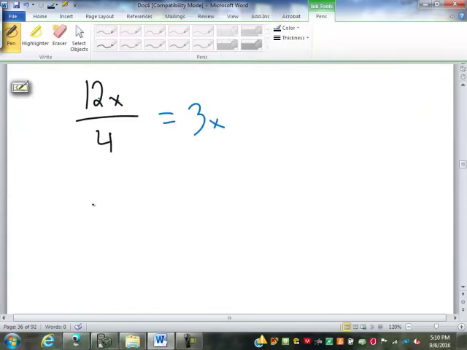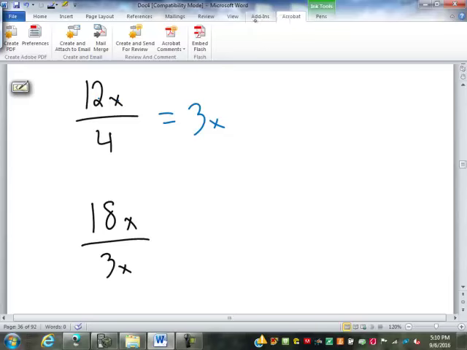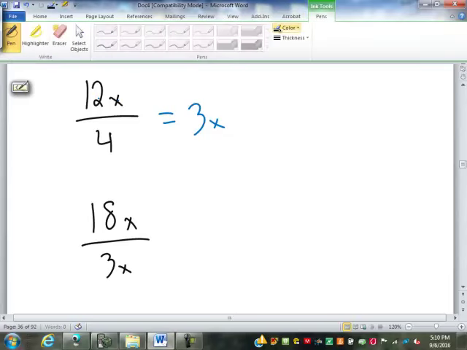But I could have 18x divided by 3x. Here I'm still dividing the counts. What's 18 divided by 3? 6. X divided by x cancels out. It divides out. Remember we talked about that earlier. Anything divided by itself is 1. So you think of that as 6 ones, which is just 6.